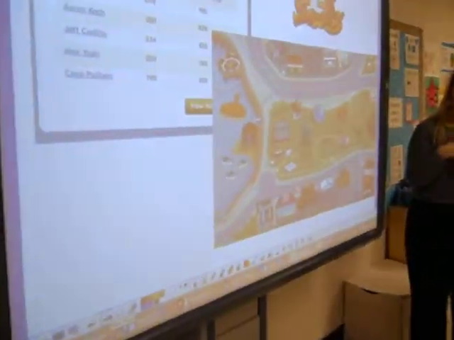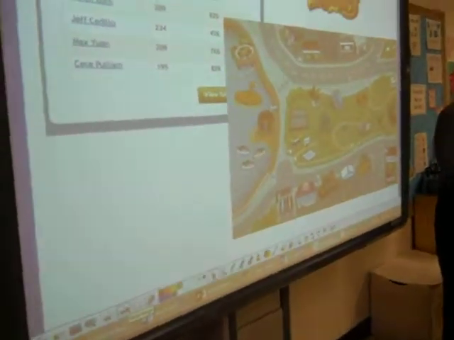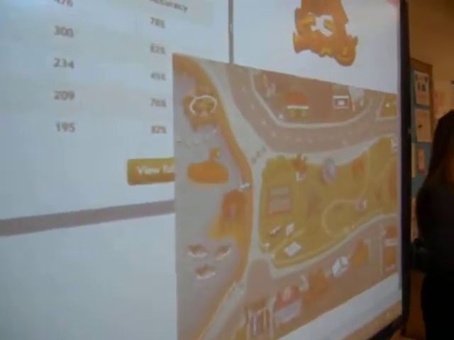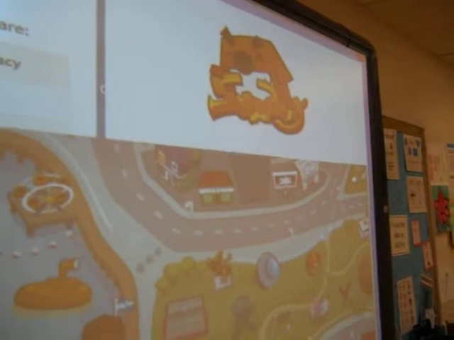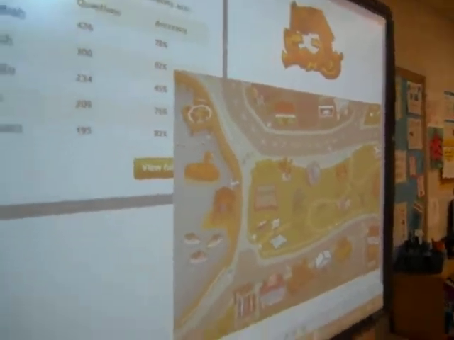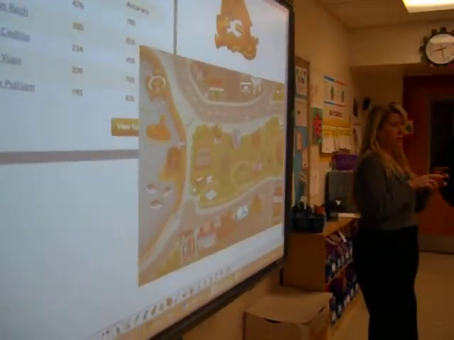And then another one to talk about, this is a way that I differentiate in the computer center in my classroom, is sumdog.com. It's a free service. You sign all your kids up in your classroom, and it gives them a username and password. So they log on with their username and password.